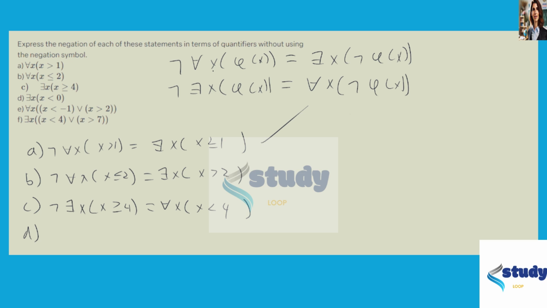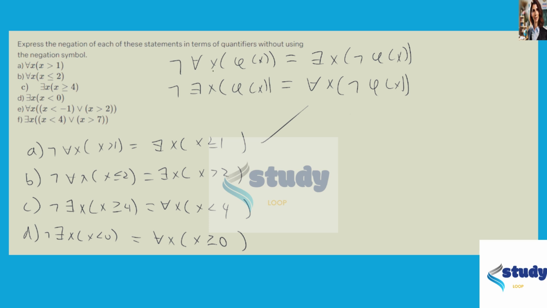D here, there exists an x such that x is less than 0. We negate that. It means for all x, x is not less than 0. What is not less than 0? Why, things that are greater than or equal to 0, of course.